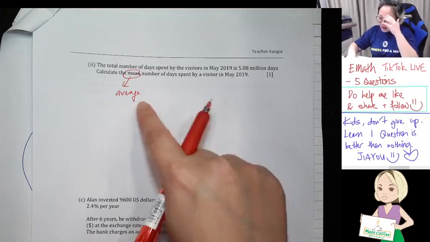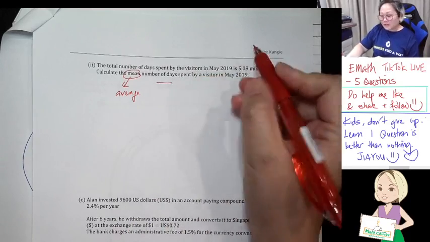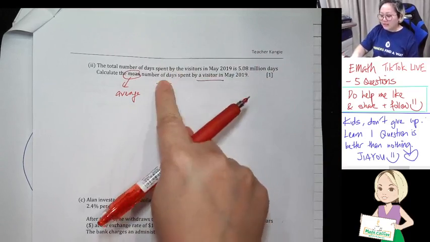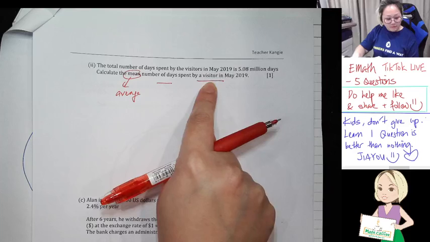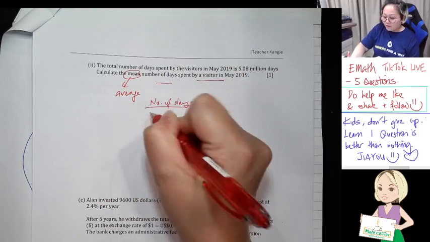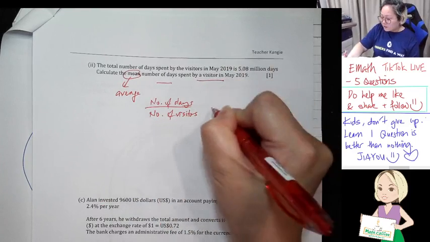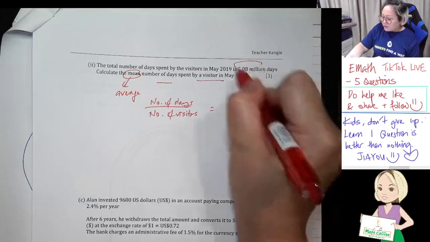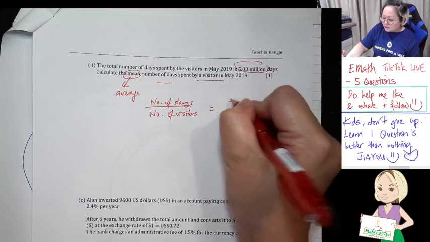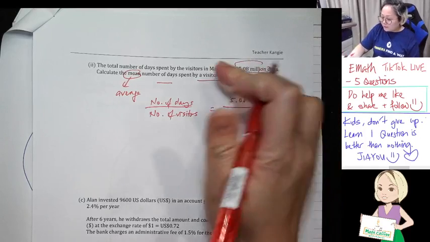Okay, so average you need to know something divided by something. Then you see it's number of days by a visitor. So it's number of days divided by the number of visitors. So I will take number of days over number of visitors. Number of days will be here, and million is 10 to the power 6. So I just write 5.08 times 10 to the power 6 over number of visitors.